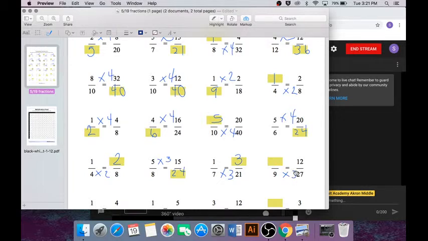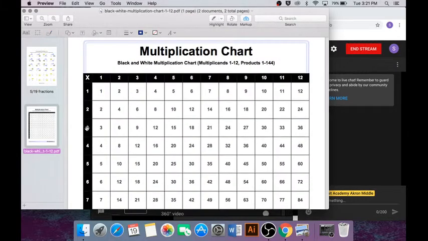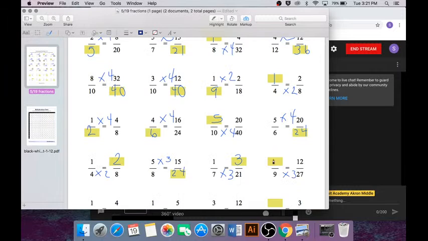So we're going to use our 3 times table to backtrack from 12. We're going to see 3 times what equals 12. So on our 3 times table, we go over and we find 12. We see that 3 times 4 is 12. So we have 9 times 3 is 27, and 4 times 3 is 12.